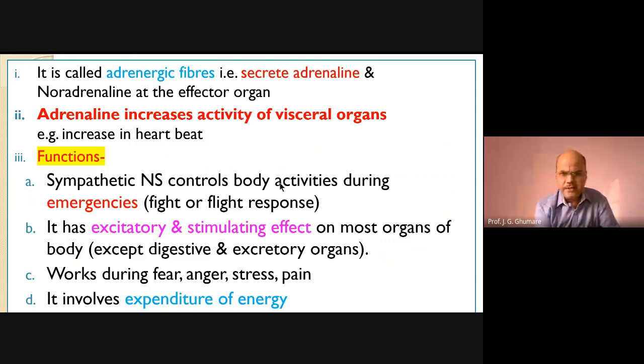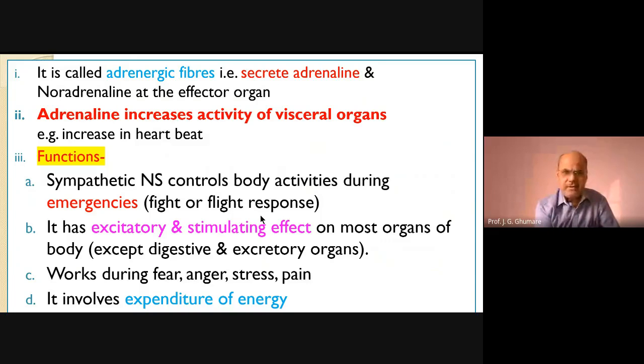As for function, the sympathetic nervous system controls body activity in an emergency. Whenever there is an emergency, whenever there is a need for quick work by these autonomous organs, this system will start working. Remember, it is the one which brings the fight and flight response. It has an excitatory and stimulatory effect on most of the organs, except the digestive and excretory organs. Digestive organs will keep on doing their work at their own speed.